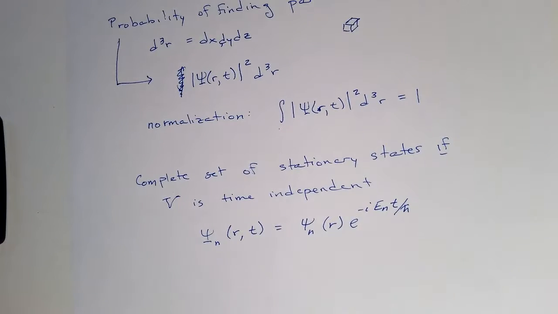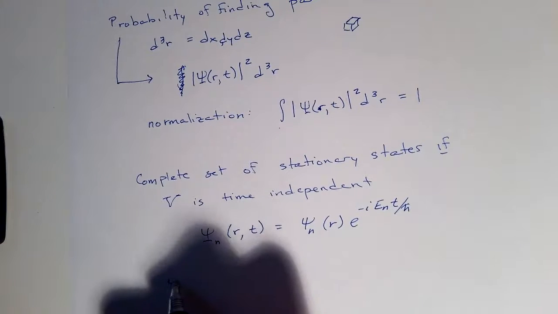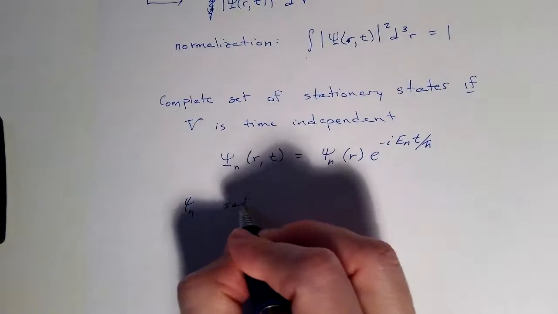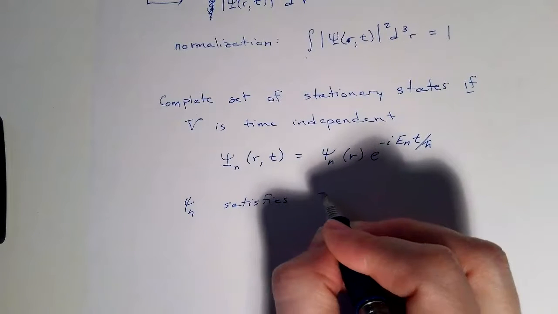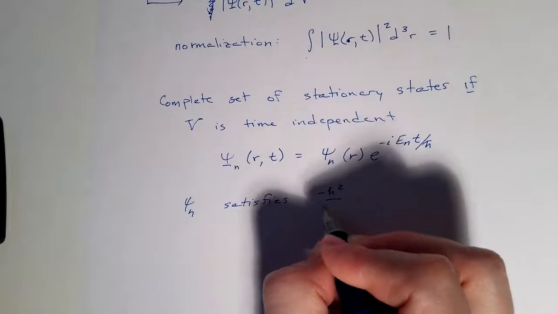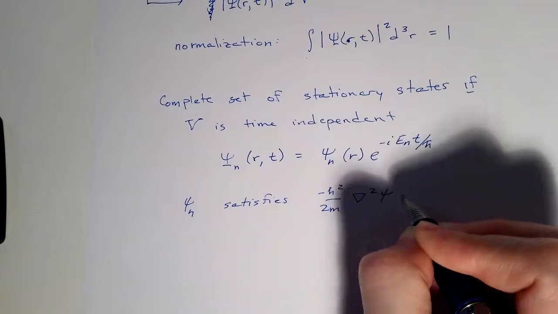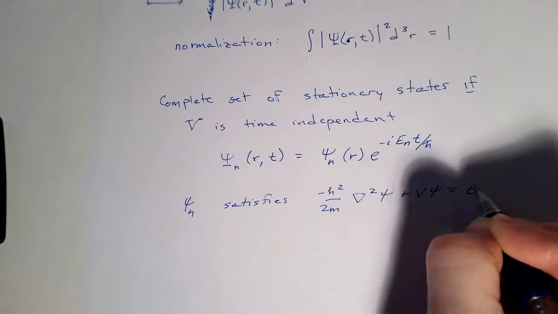Okay, so this is our spatial wave function that satisfies the time-independent Schrodinger wave equation. We could write that the spatial wave function satisfies our time-independent Schrodinger equation, which should look like this.